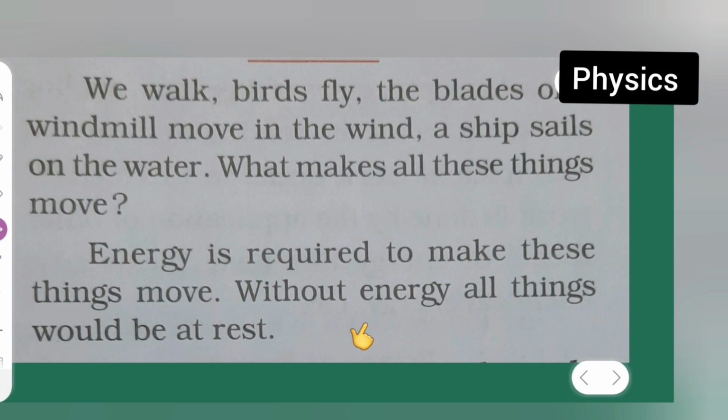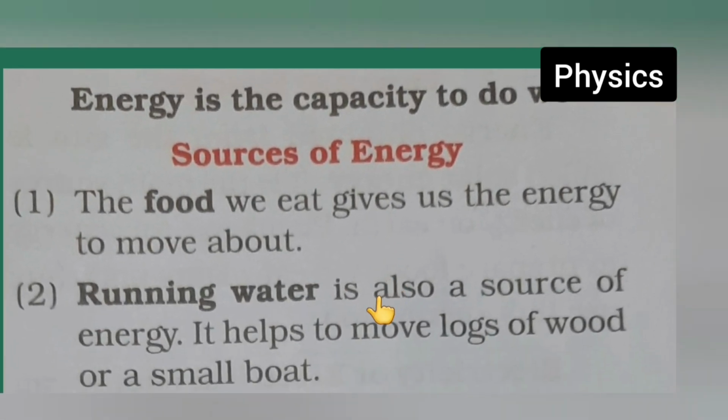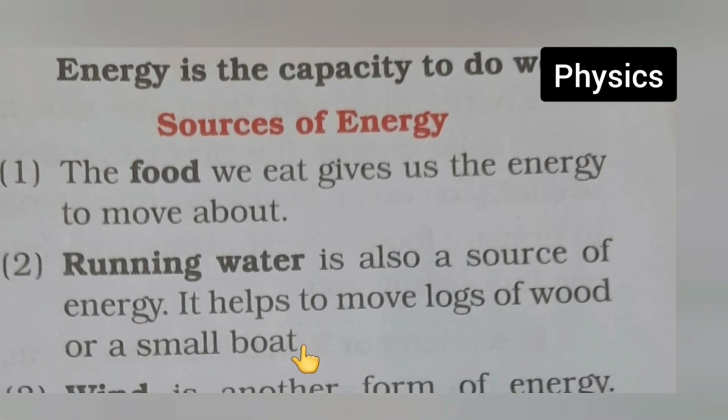Next, let us see. You all know that energy is the capacity to do work, right? Now here come the sources of energy. The food we eat gives us the energy to move about. Next, running water is also a source of energy. It helps to move logs of wood or a small boat.